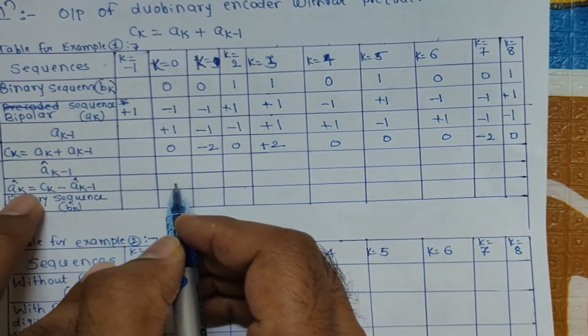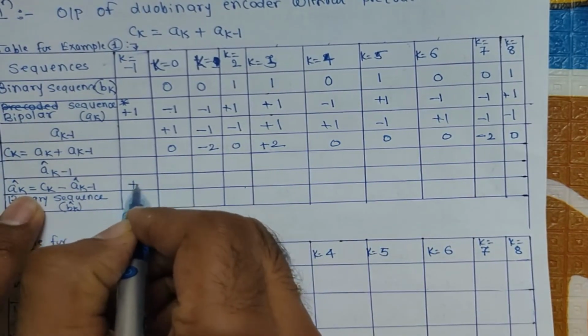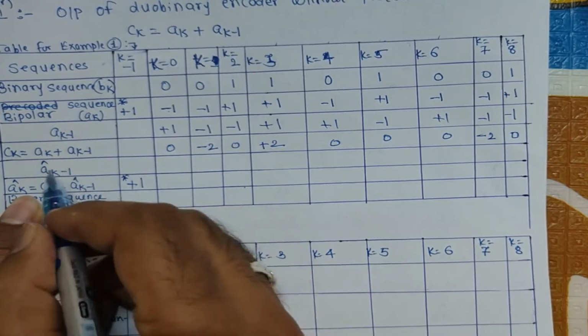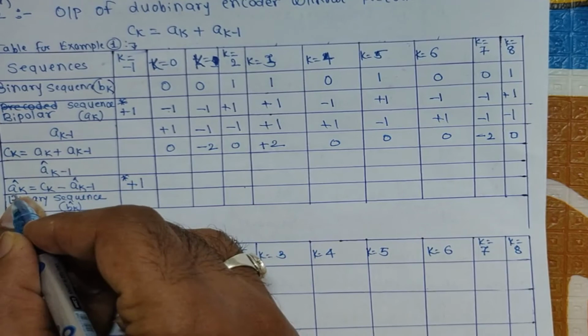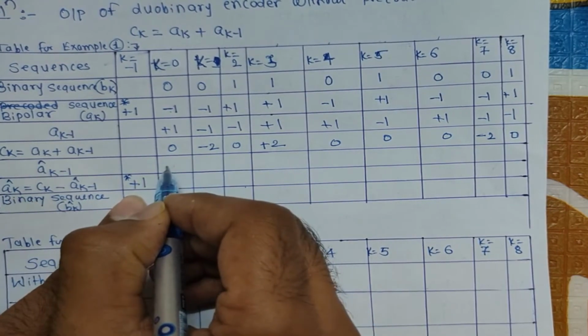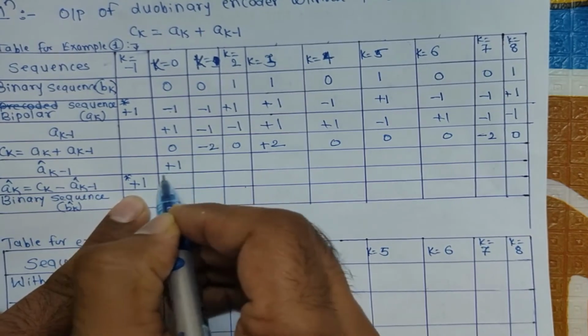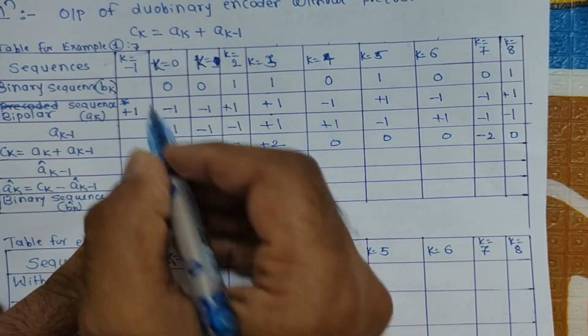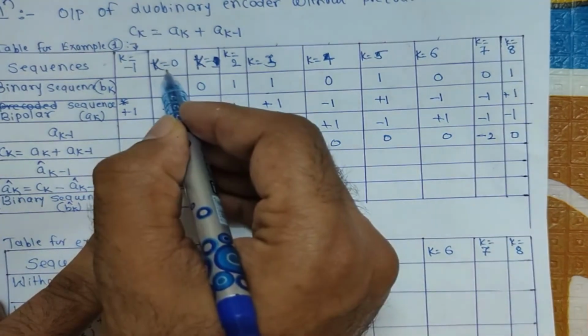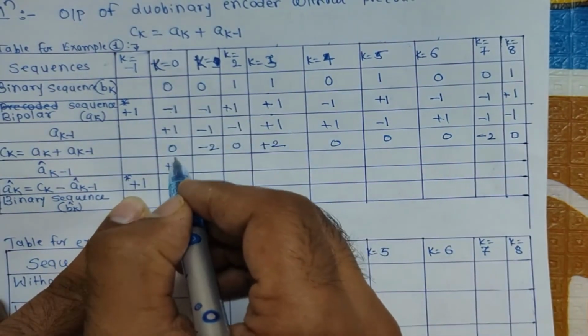Here the value of this AK, I can consider as +1. So here I make a star, +1. Now this is the delayed version. AK-1 is the delayed version of this AK. So this +1 will be going here. Why? Because it's a delayed version. This +1 is generated at time -1, so obviously for AK-1, this +1 will be generated at time 0. So this +1 is here at 0.